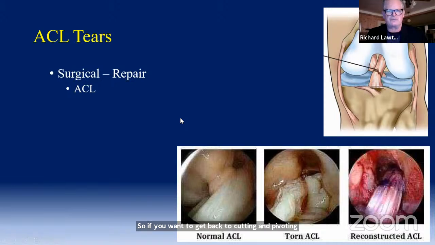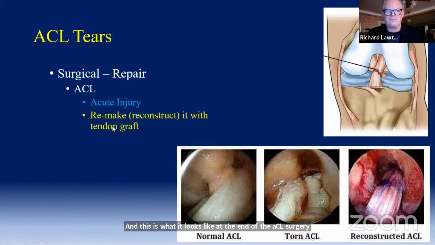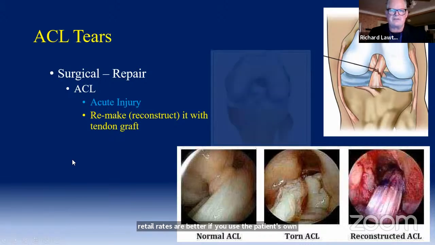Here's an arthroscopic photo showing a normal ACL here, a torn ACL where it's all jumbled up, pulled off the femur. And this is what it looks like at the end of the ACL surgery, in which we've remade the ACL from a tendon graft. I prefer to use a tendon from the patient themselves rather than from a cadaver. The success rates and re-tear rates are better if you use the patient's own tissue compared to cadaver tissue.